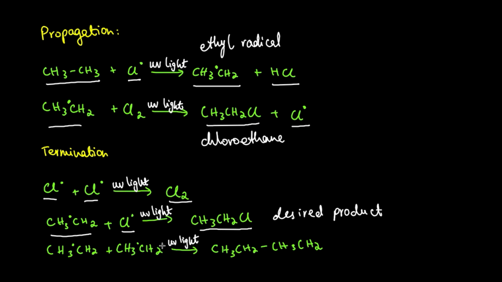Then lastly, the two ethyl radicals can react with each other to produce this alkane, which is basically butane, and this will be in trace amounts. It will not be in a large amount, it will be in very minimal amount. Okay, and this is butane in minimal amount.